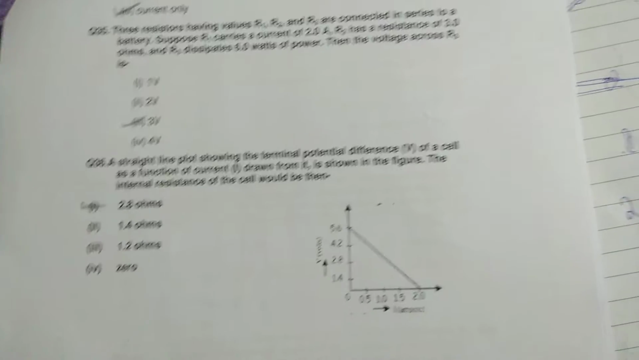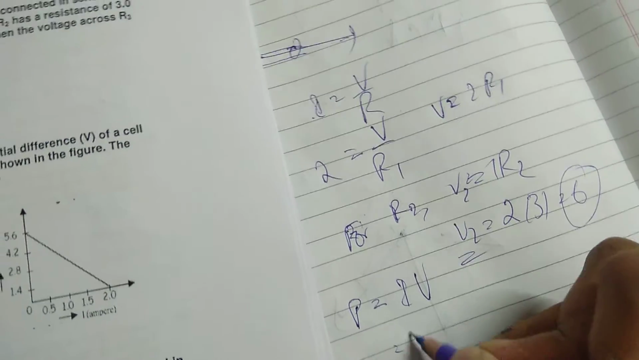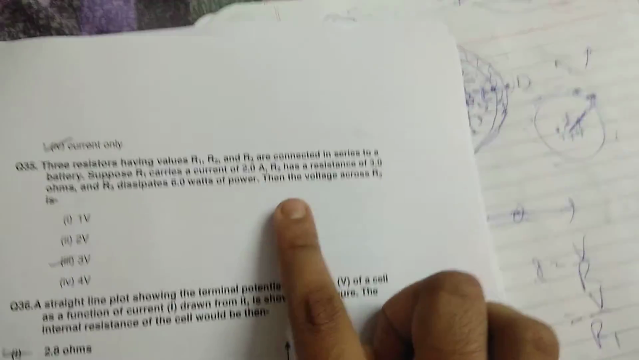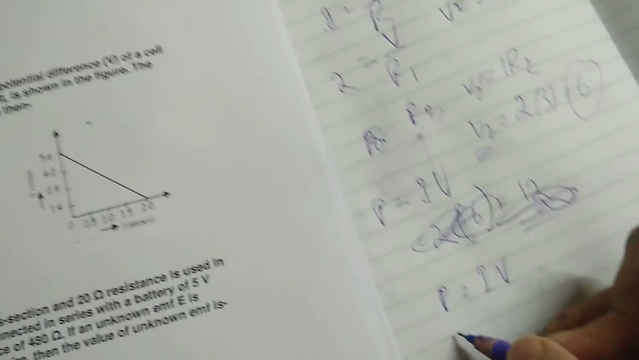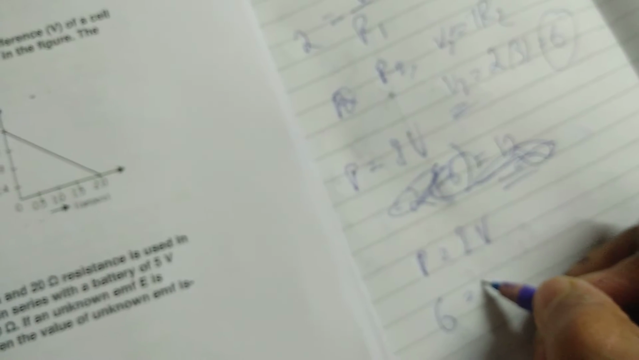Now R3 dissipates 6 watts of power. Power is I into V. What they've asked is the voltage across R3. So P equals IV, and power is given to be 6 watts. And I will be constant because they are connected in series.